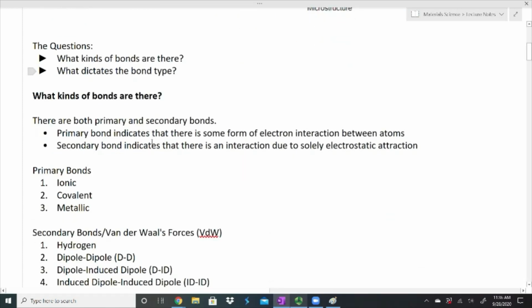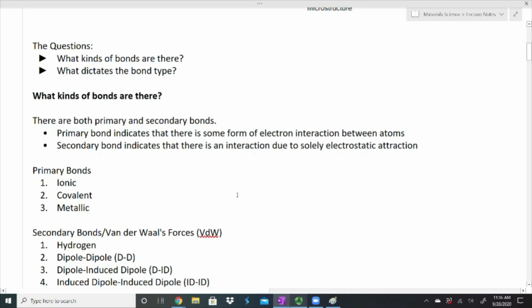All right, so what kind of bonds are there? There's primary bonds and there's secondary bonds. Primary bonds are when the electrons are interacting between atoms. So there's an atom over here on one side, and there's another atom, and they want to interact together. And the way they interact is the electrons are actually interacting between the atoms. We'll show some diagrams of that along the way. Just a quick overview right now.